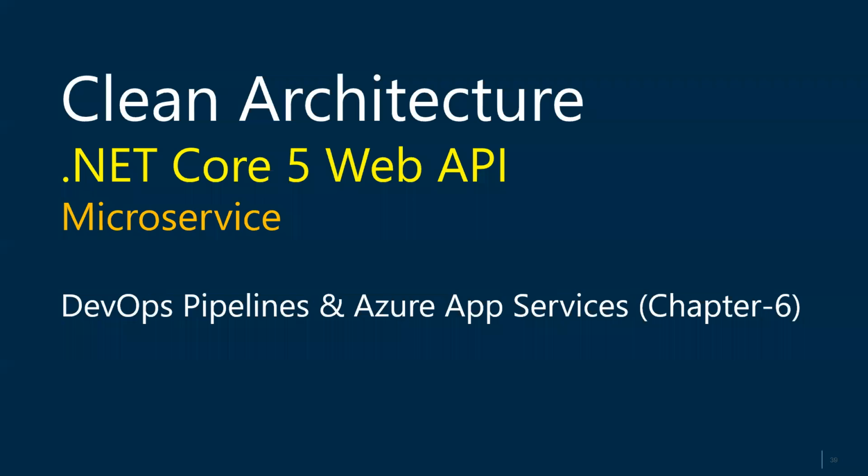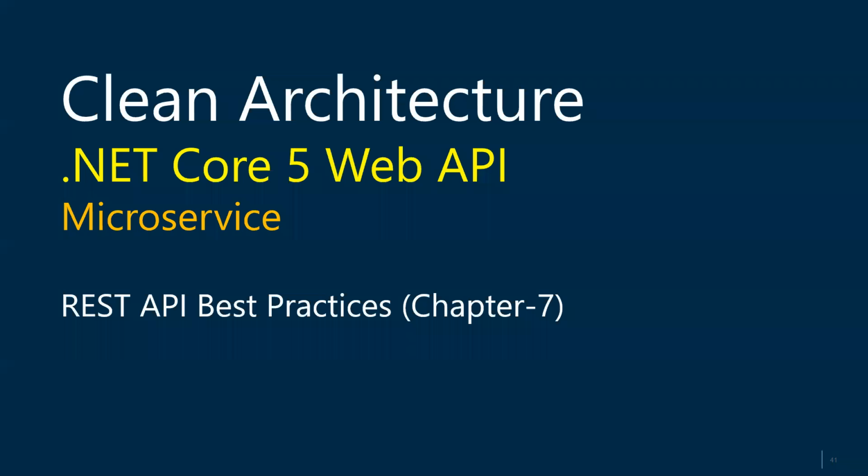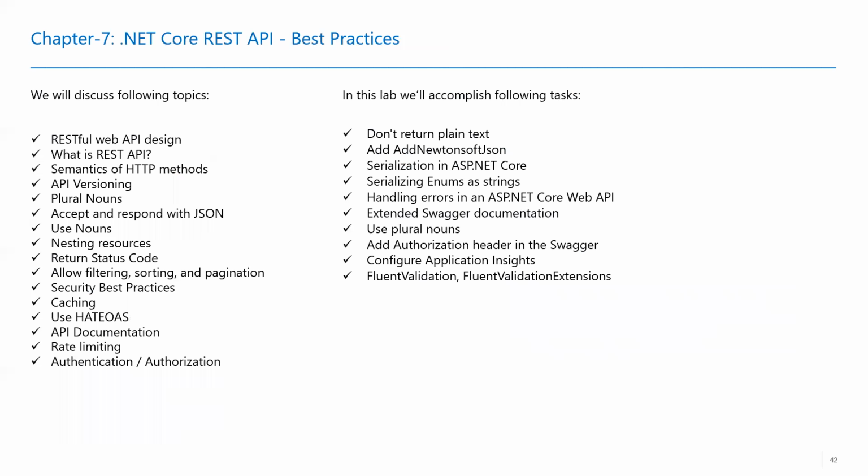So this is my sixth video focused completely on the infrastructure side, creating the DevOps pipeline, creating the Azure services, and deploying the API directly from Visual Studio, and also creating the DevOps pipeline and automating the API and SQL projects in this course. And in my previous one, I discussed the API best practices. Creating the API is one thing, but following the best practices is something really required.